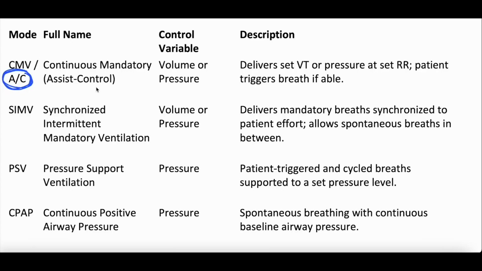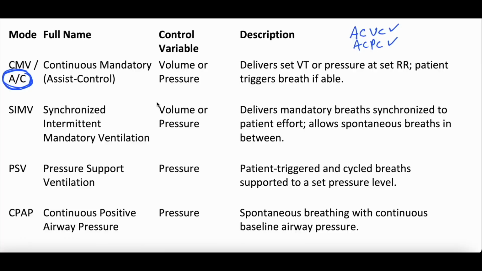And assist control means that a patient can trigger their own breaths. Okay, so when a patient is in volume control or pressure control, we don't say this often, but it's usually assist control volume control or assist control pressure control, also known as ACVC or ACPC. And that just means if it was continuous mandatory, the ventilator would just give them the breaths that we set the respiratory rate at. But assist control allows the patient to trigger those breaths, which helps with ventilator synchrony, right?